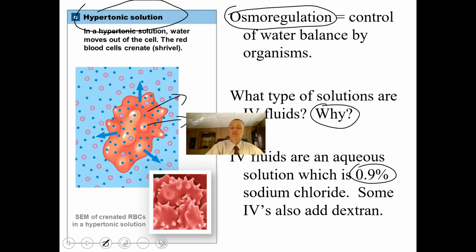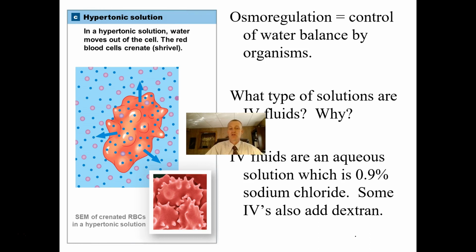An IV can also sometimes add dextrose, which can help to make the solution isotonic. Dextrose is a sugar, so you can actually eat that sugar as well. So not only does the IV rehydrate people, but it can also feed people sugar.